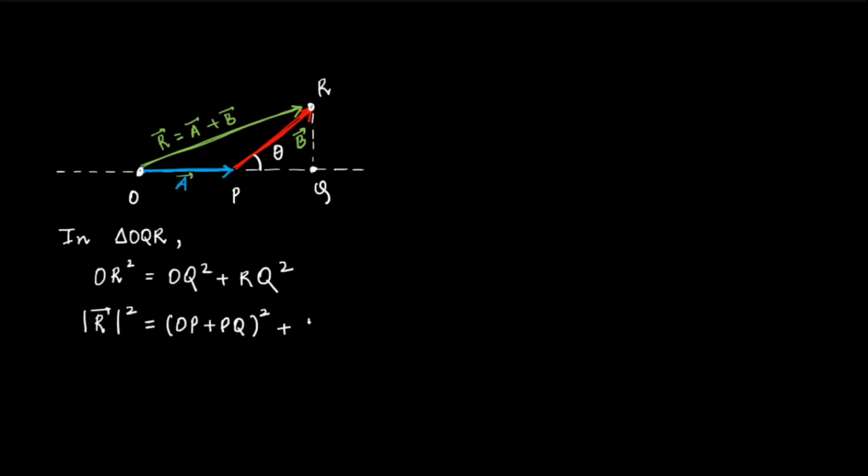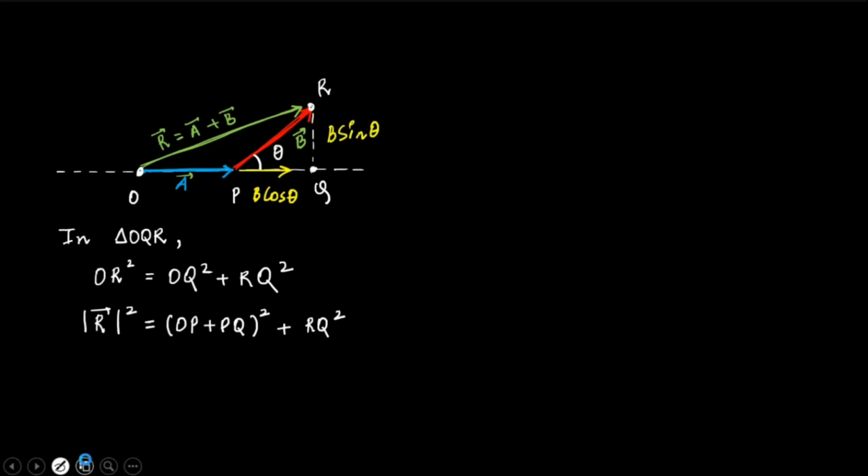Whereas RQ remains RQ. Now the question is, what can I write in place of PQ and RQ? I know this is A, but what about this PQ? This PQ can be the component of this vector B only. What is that component? That component was B cos theta. Similarly, a perpendicular component is also there, which is B sine theta. So I can write B cos theta and B sine theta here.